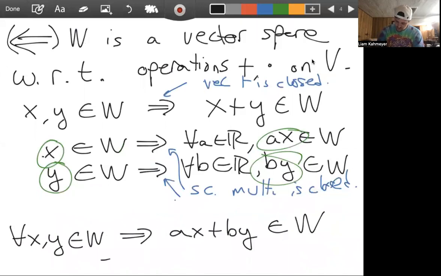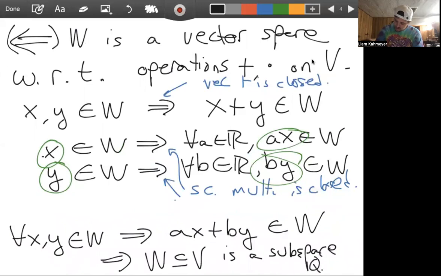So this implies that W contained in V is a subspace, QED. So subspaces of vector spaces are those that are also a vector space on their own, right? So if you have some subset of V, but it is not a vector space on its own, then it's not a subspace. It's just a subset, right? Okay. What is a corollary we have to this theorem here?